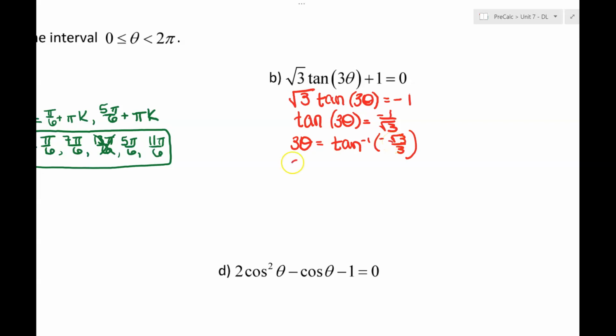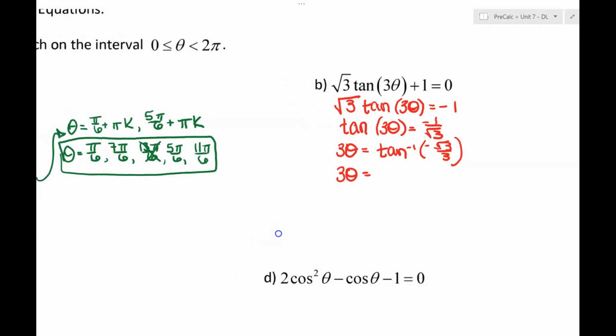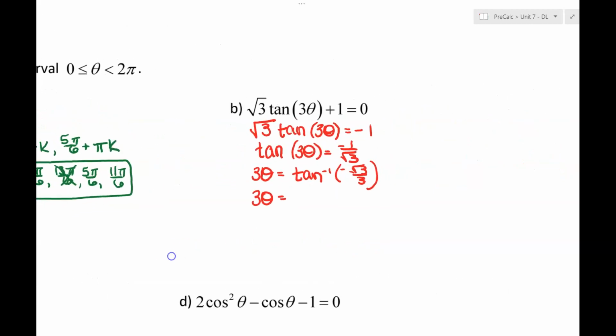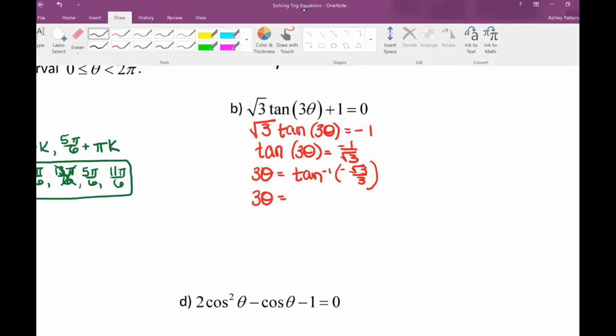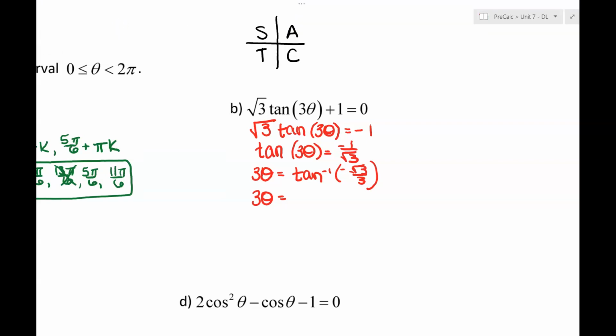Okay, so where is tangent negative rad 3 over 3? Tangent is negative in the second and the fourth quadrant, separated by 90 degrees. Now you could, if you wanted to, write out 2 separate equations like we did for A. But the nice thing, and let me draw it out for us to see, the nice thing about the quadrant is that for tangent, it's always separated by 90 degrees. So I could write one equation.